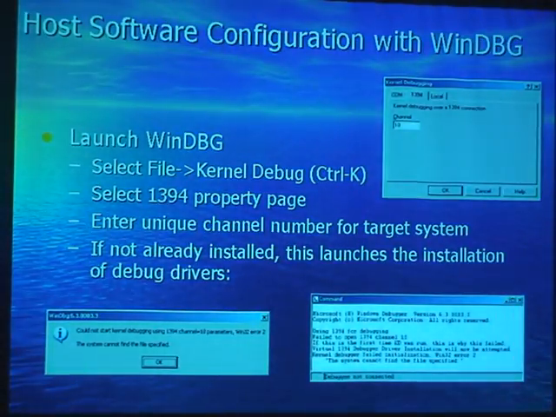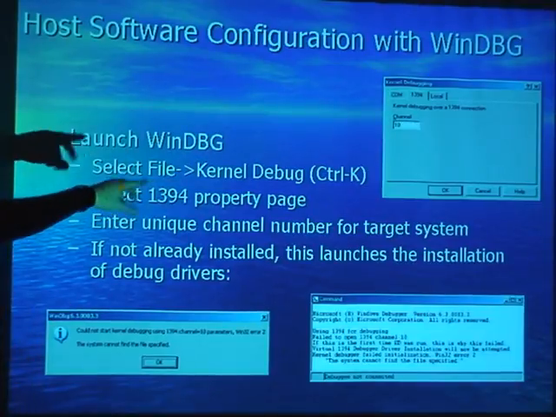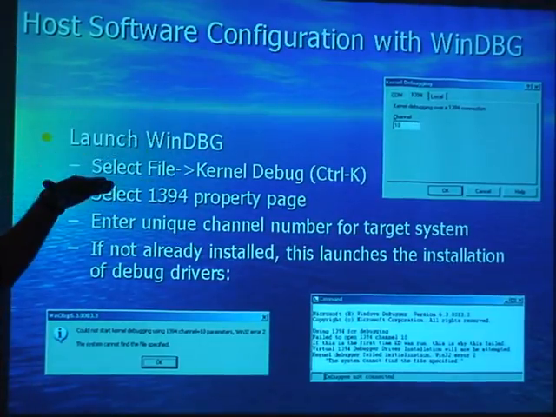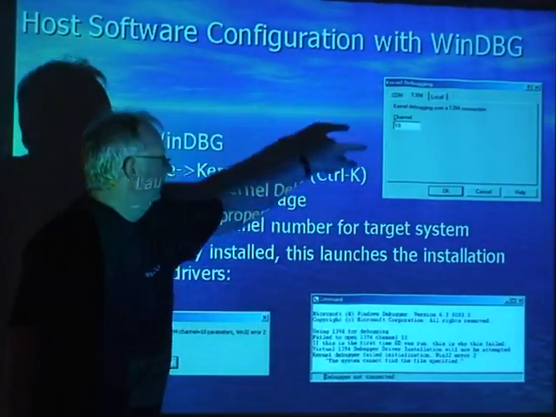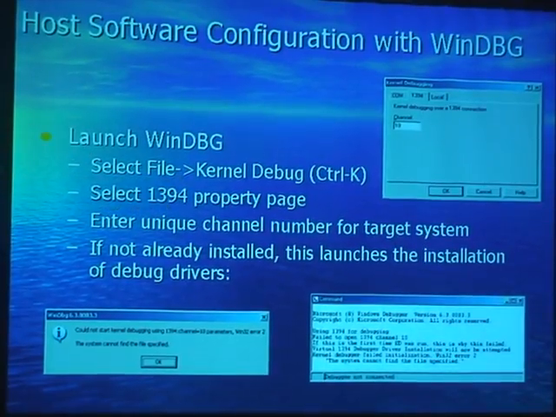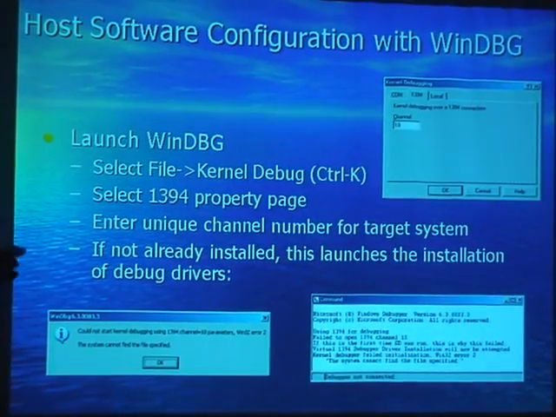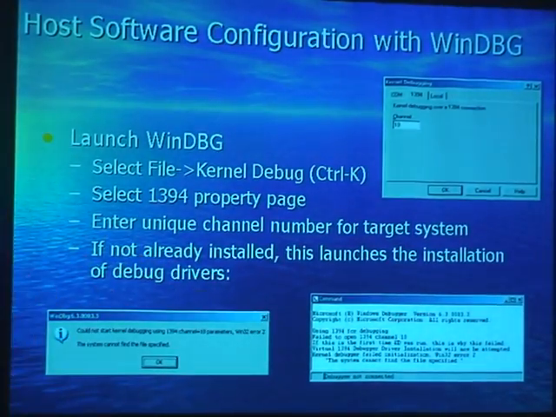So then you can go in and configure the Windows version of it, not the command line version. Once you do that, there's a tab. You can press Control K or select File and then scroll down to Kernel Debugging. This little window pops up. Click on the 1394, tell it again what channel you want to use, and then you're off and running. And when it kicks off, this is what it will look like, and we'll show you that here in a few minutes.